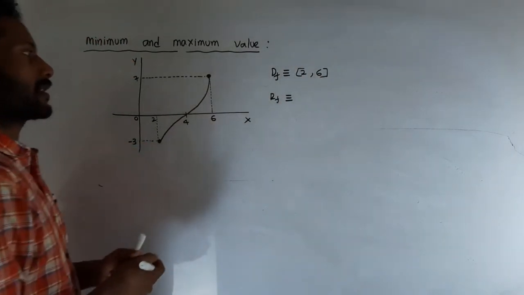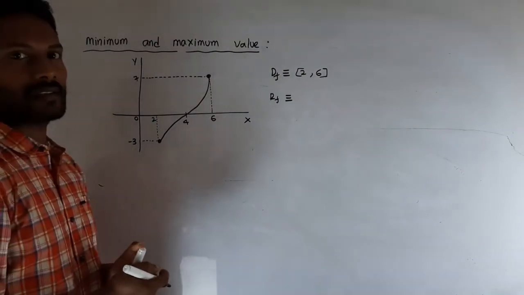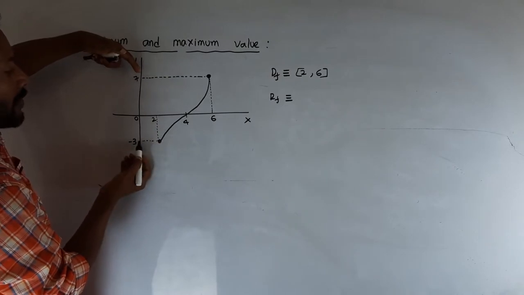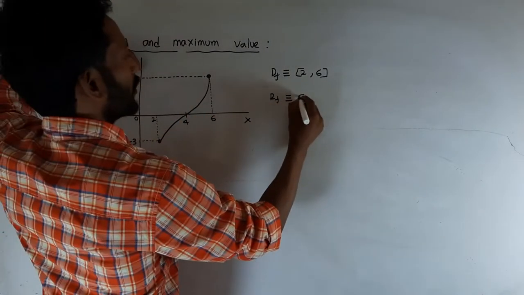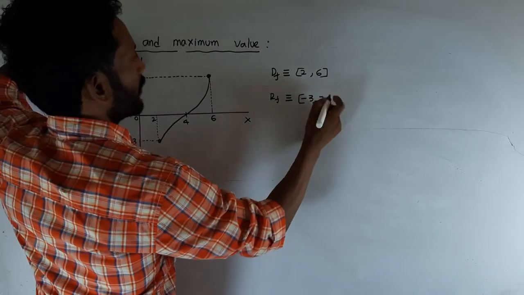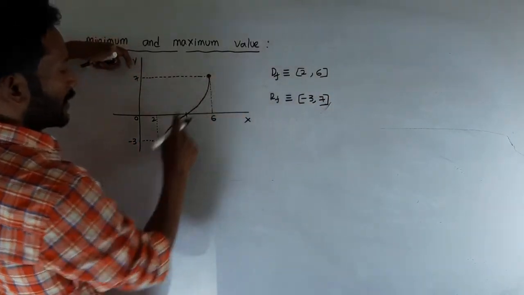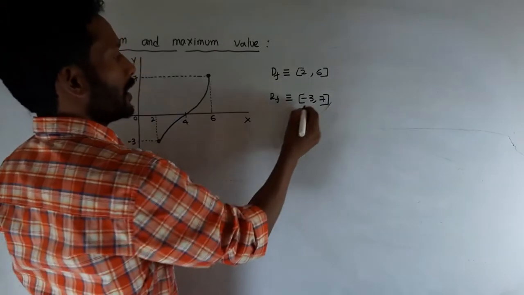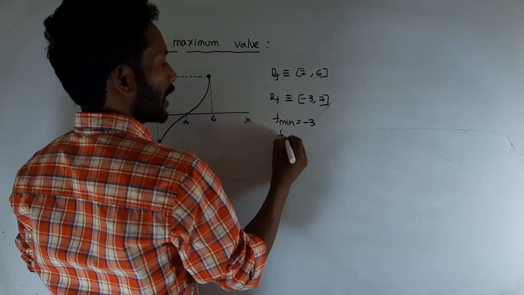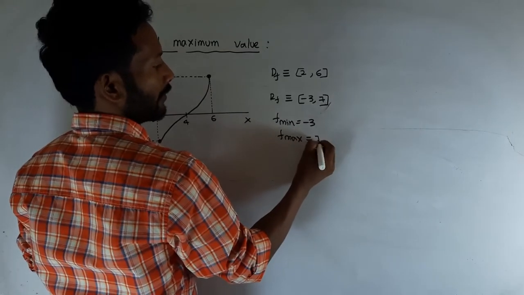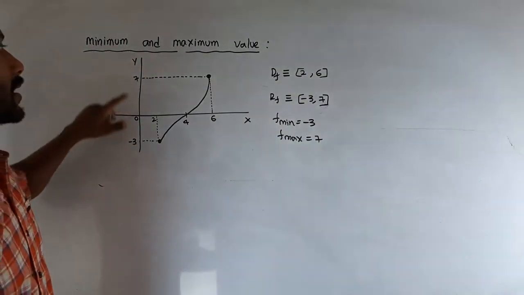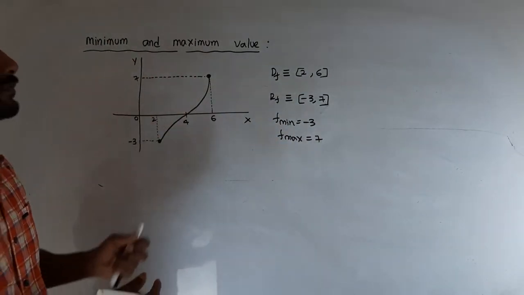Next, range. What is the range of this function? Range is the portion of the y-axis which is covered by the graph. So what is the range of this function? Closed interval -3 to 7, both are closed. So F minimum is -3. F maximum is 7. Range means minimum and maximum. F minimum is -3. F maximum is 7.